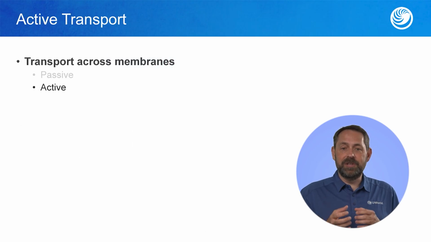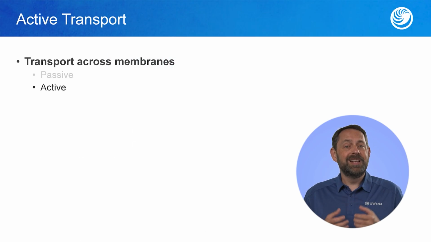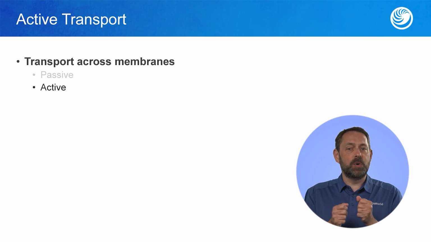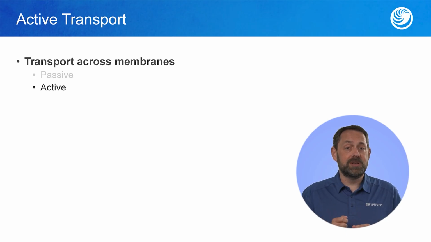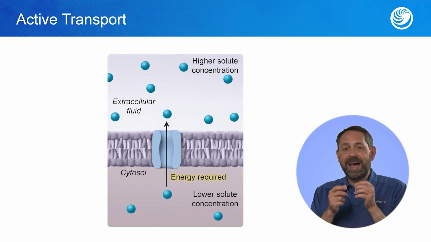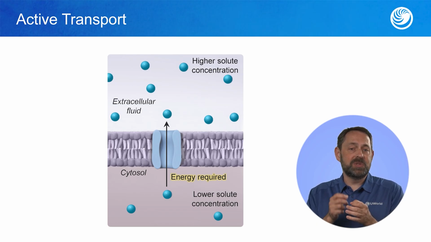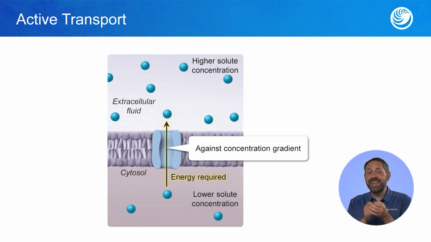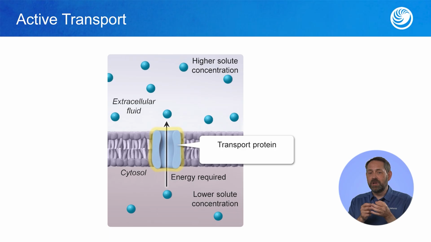Now that we've explored the different types of passive transport, let's turn our attention to active transport and take a closer look at how it works. As mentioned earlier, active transport happens when a cell uses energy to move substances against their concentration gradients, from an area of lower solute concentration to an area of higher solute concentration. Cells can move small solutes or ions in this way using transport proteins, similar to those used in facilitated diffusion, but in active transport, these proteins require energy to work.